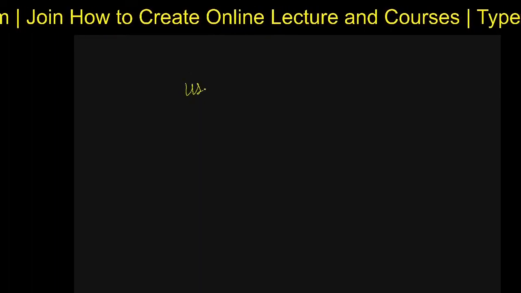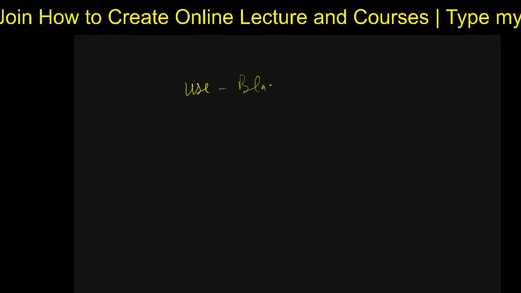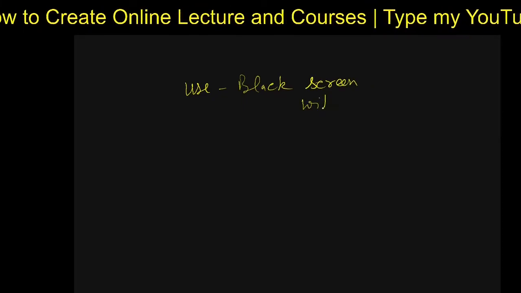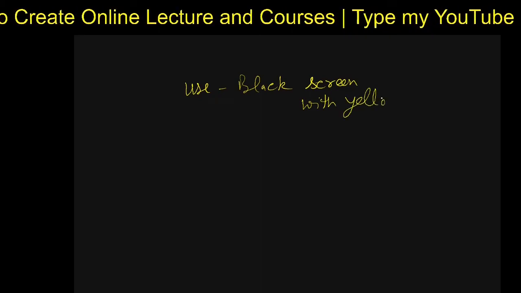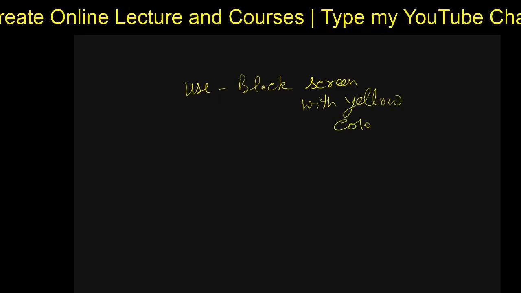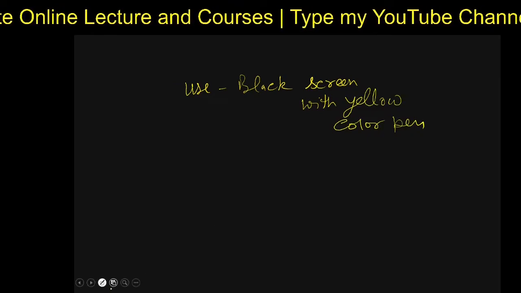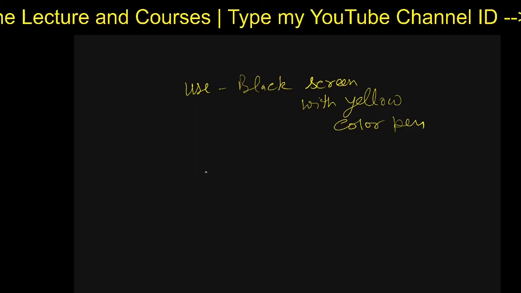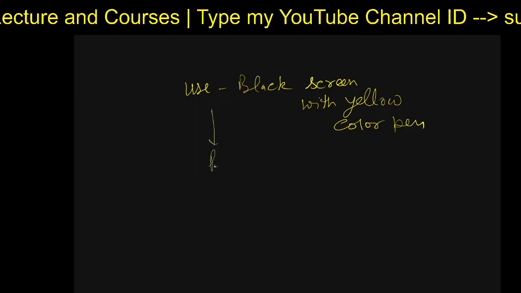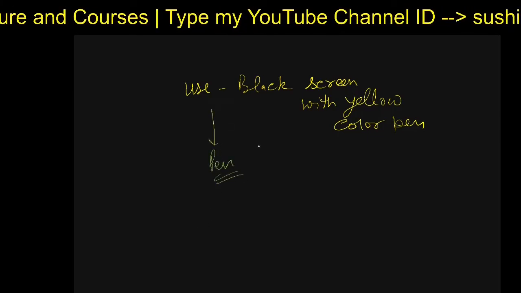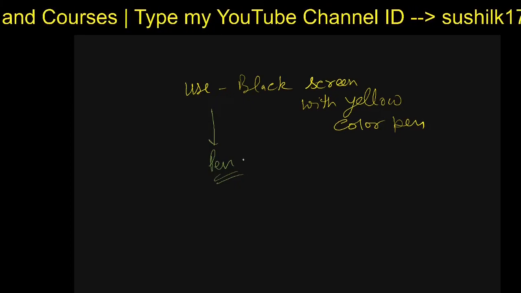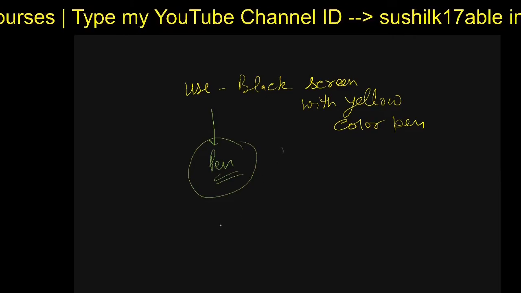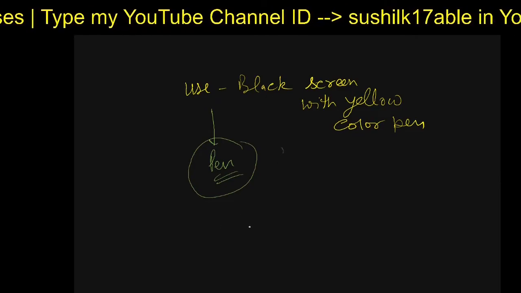So use a black screen with a yellow color pen. If you use red or any other color, it will not be so effective on a black screen, it is not visible, or it will actually create a problem in the output on your screen. So this was all about the PowerPoint presentation.